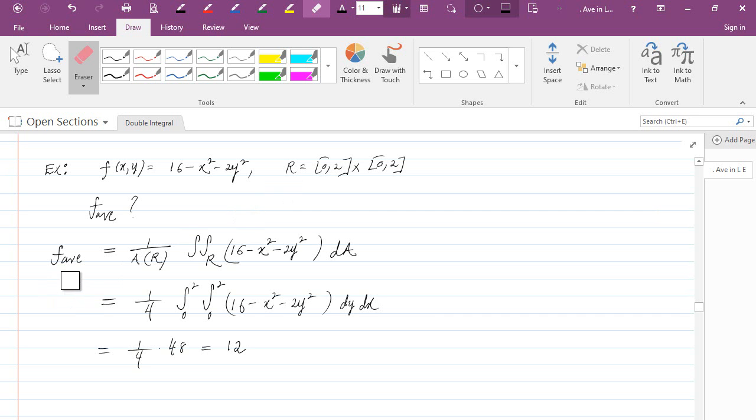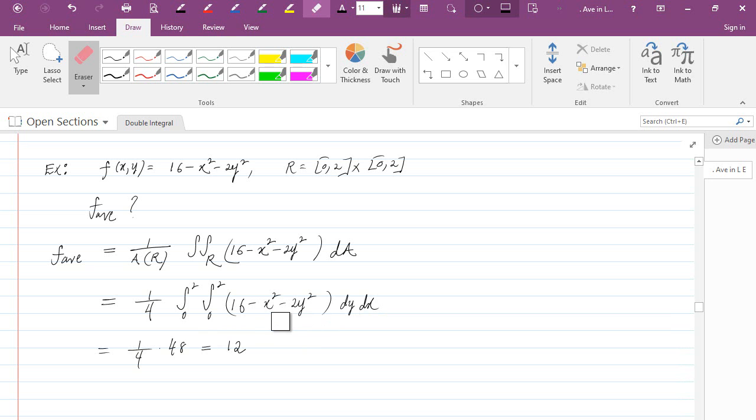Well, the average value of f would be 1 over the area of R multiplied by the double integral of the function f over R. Now, the area of R is 4 because this is a rectangle with length equal to 2 and width equal to 2. So we get 1 over 4, and then by Fubini's theorem we can write the double integral as an iterated integral where we have the integral from 0 to 2, integral from 0 to 2, of 16 minus x squared minus 2y squared dy dx.